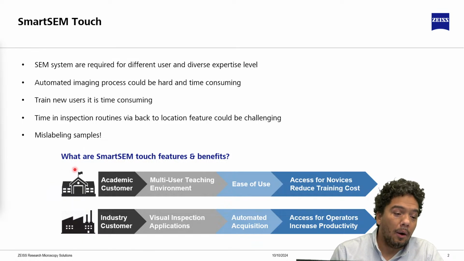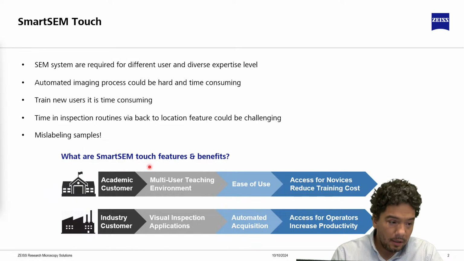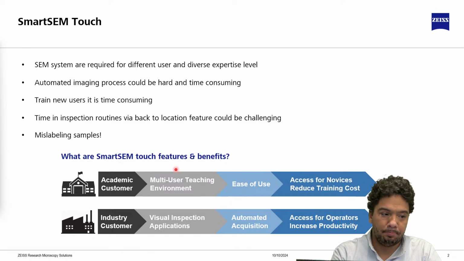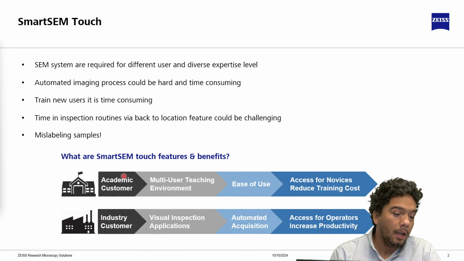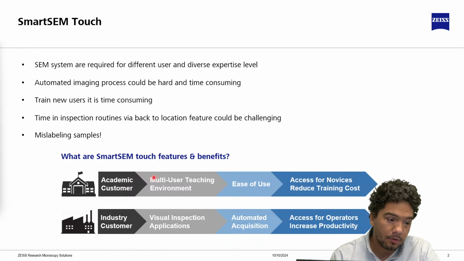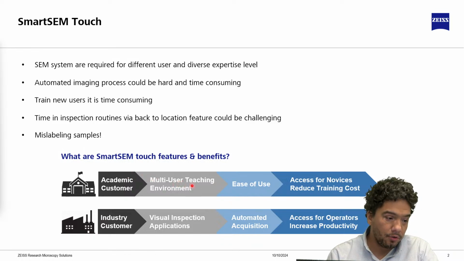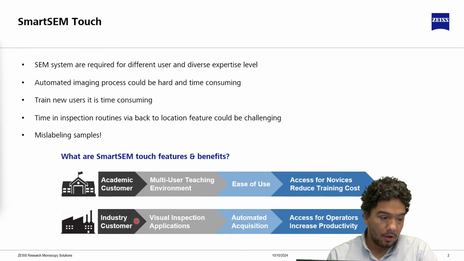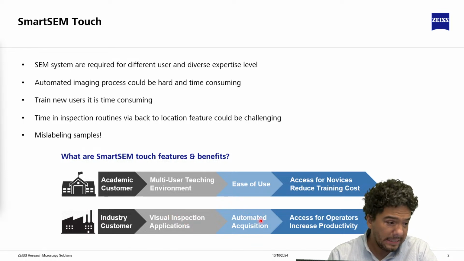Then, SmartSEM Touch is a really good platform, with very good benefits for both academic and industrial customers. For example, in an academic environment, you have multiple users and a teaching environment, and you want ease of use and access for new users and reduced training costs. In an industrial environment, for example for visual inspection, you want automatic acquisitions and easy access to the operation, and increased productivity.